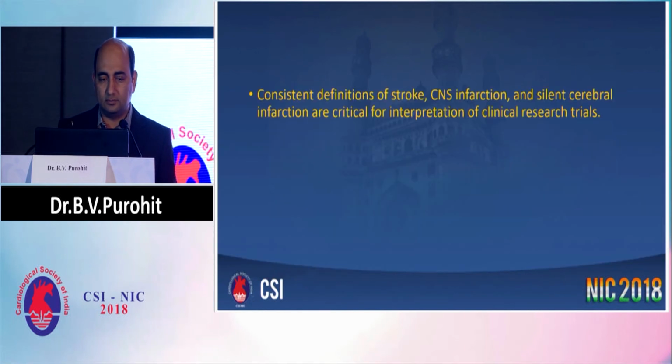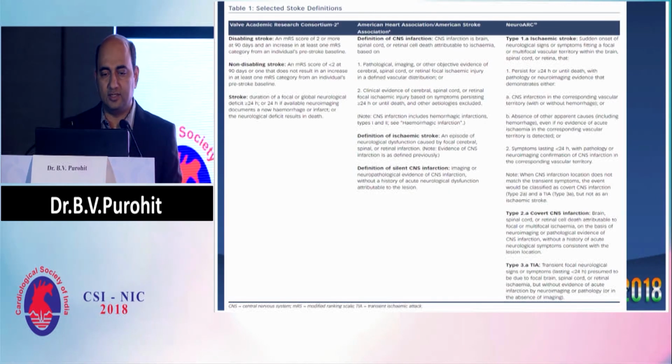So what are the limitations? First and foremost, there is no consistent definition of stroke, infarction and silent infarct, which is very critical for interpretation of clinical research trials. All the trials had their own way of interpreting the stroke rate. Even among neurologists, there are three different stroke definitions: one is the Neuro ARC definition, one is the American Heart Association definition, and another is the VARC-2 definition, which is again going to be updated.